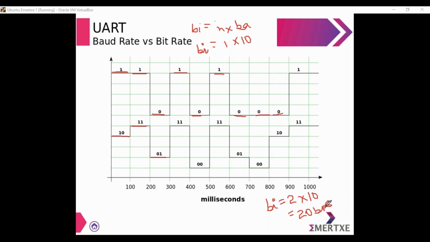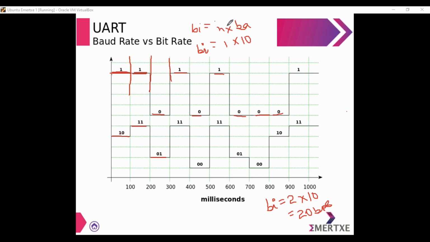So remember, when two systems have to communicate with each other, you have to make sure both systems are following the same baud rate when the communication is happening, not the bit rate, it has to be the baud rate. I'm repeating again. Whatever you transmit in an instance of time, you call it a symbol. So this is one symbol, this is another symbol.